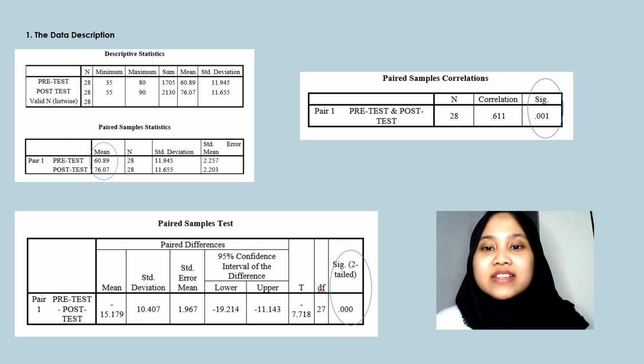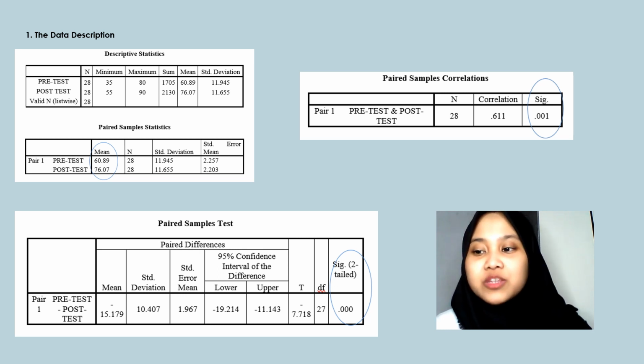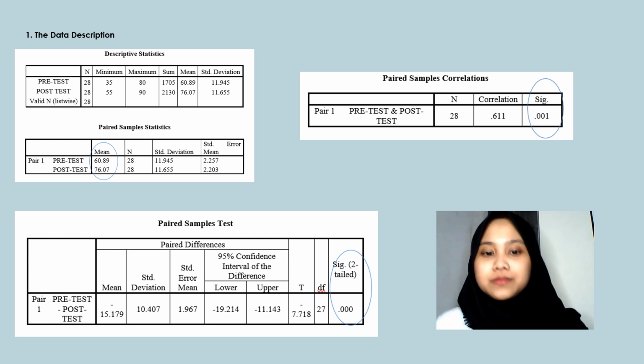Let's move to the paired sample correlation. The correlation value shows that the significance two-tailed between pre-test and post-test is 0.01, which is smaller than 0.05. That means there is a positive relationship or correlation between pre-test and post-test. Next, move to the paired sample test.